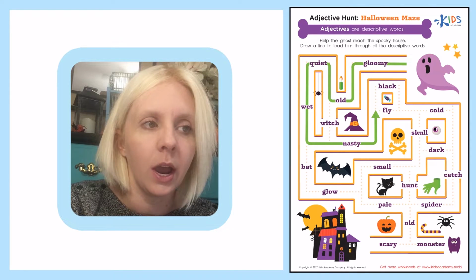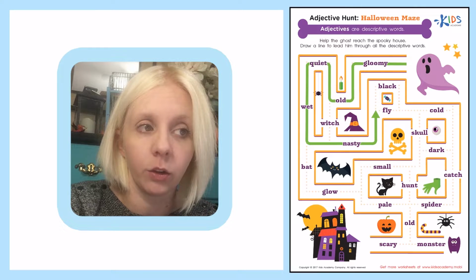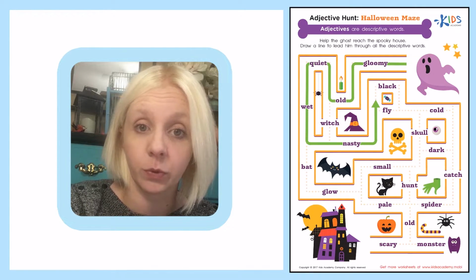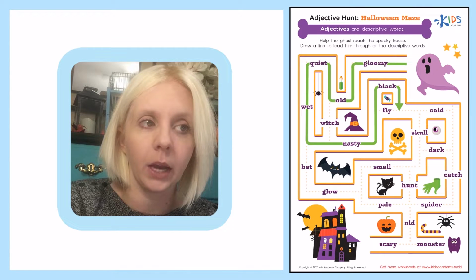Let's go around the corner here. And we can either go to fly or black. Let's think about that. A fly, like a little bug that's flying around, or black. Which one is a descriptive word? Black. Black is a color. A color describes the way something looks. The black witch's hat with the black boots. Okay, now we're going to go around here.